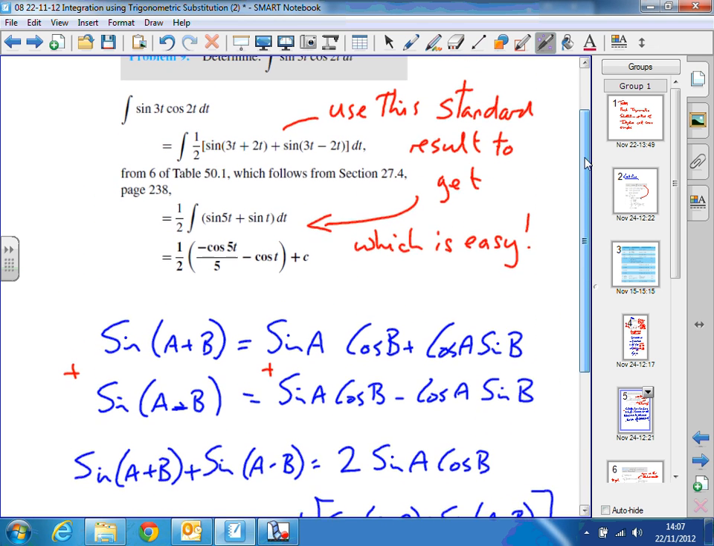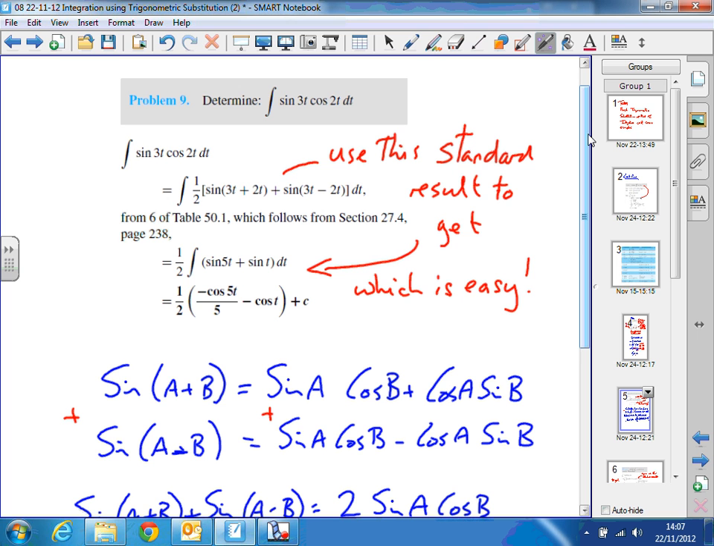So if we go back to the problem, that's what's happened here. Look, we've turned it into the integral here of half the sine of A plus B, so 3t plus 2t, plus sine of 3t minus 2t, which becomes a half, taking the half outside the integral, sine of 5t plus the sine of t. And that's easy. Sine of 5t just becomes minus cos 5t over 5. So it turns into a very straightforward integral to do by making that substitution. I really like that one. It turns something that is quite difficult to do into something very easy to do using this compound angle formula.